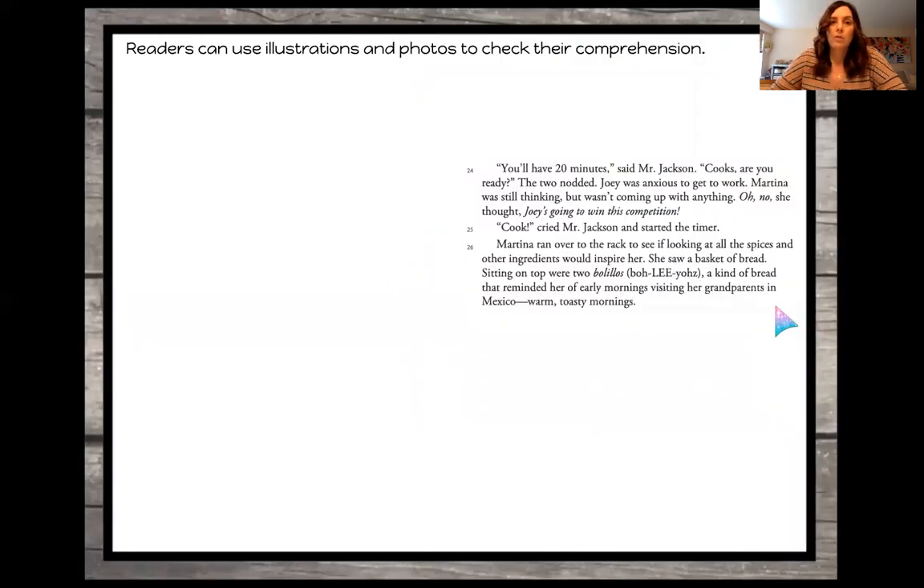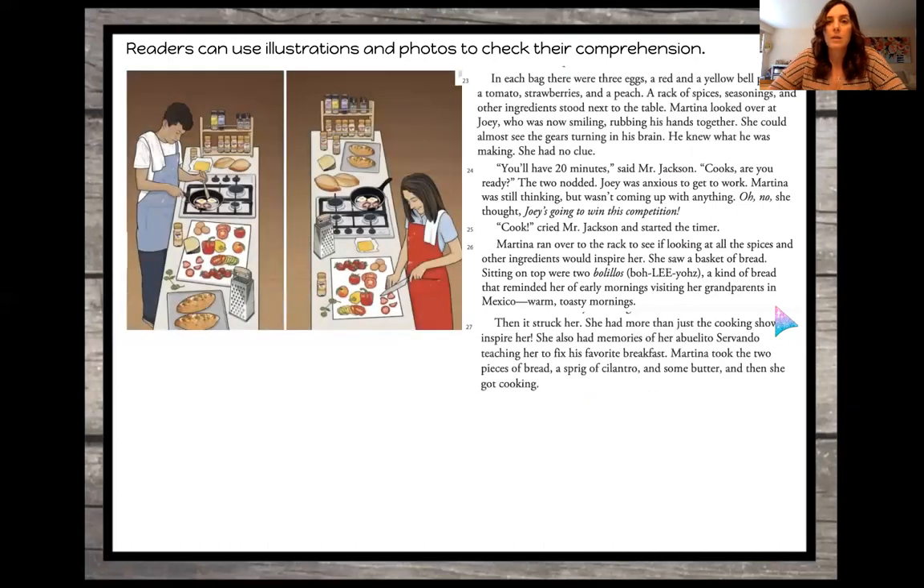So now readers can use illustrations and photos to check their comprehension. Now we're going to look at a piece of the text that you're reading. And if you remember in this text, Martina is about to participate in a cooking competition. So I'm going to read this section to you. Follow along with me while I read.